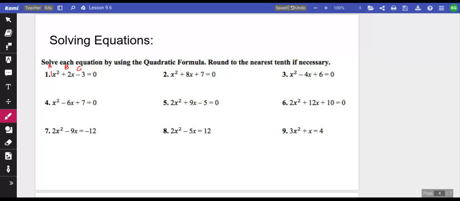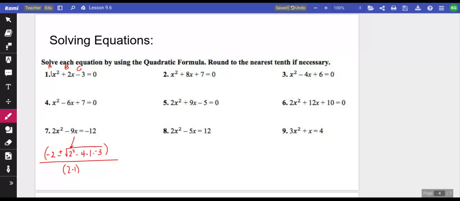So according to the formula, I do the opposite of b, which is negative 2, plus or minus the square root of b squared, which is 2 squared, minus 4 times 1 times negative 3, all over 2 times 1. And something important to note is that the b term, because you're squaring it, is always going to be a positive.